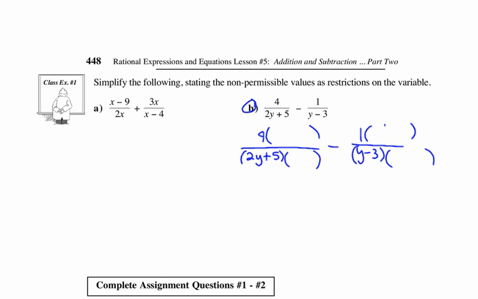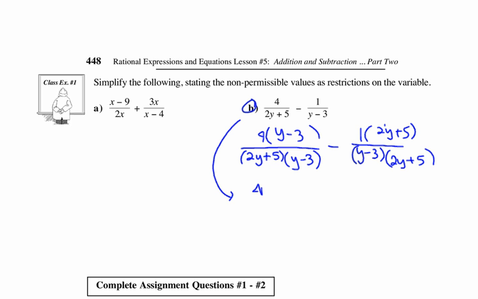I'm noticing a lot of you can go straight to writing it under one common denominator. Yeah, a lot of you are. So the first one, what is missing? The y minus 3. What's missing from the second one? Since we can't factor here, that's why we can go straight to this: 2y plus 5. So a lot of you are going straight to this step right over here, which is awesome.